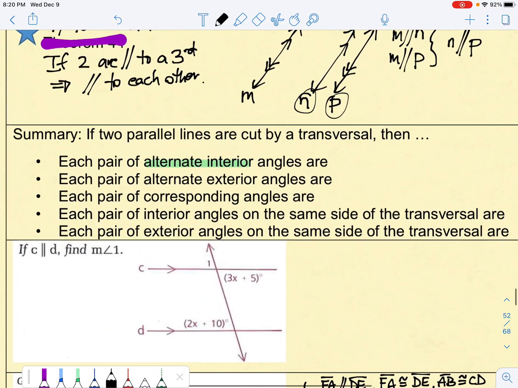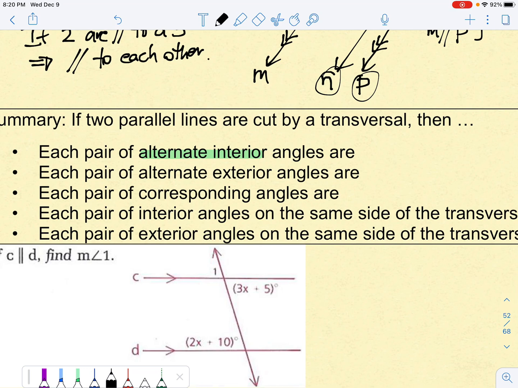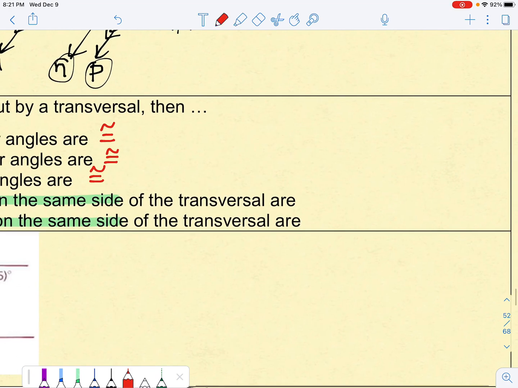It's almost like a transversal concept that we've talked about in the past. So, summarizing. If the lines are parallel, then alternate interior angles are congruent. If lines are parallel, then each pair of alternate exterior angles are congruent. Corresponding angles are congruent. Now, angles that are interior on the same side or exterior on the same side are, as we say, supplementary. So they add up to 180.